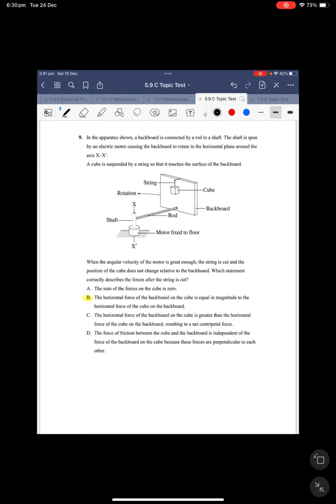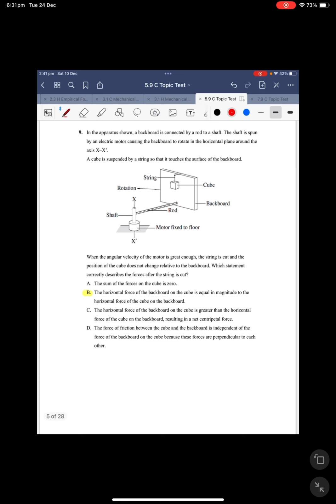Alright, question 9 is another multiple choice where we have to go through all of the responses and pick the best one. Okay, so for this question, let's go through each of the responses. So the first one says the sum of the forces on the cube is 0. That's not going to be true, because after the string is cut, the cube is most likely just going to fall down, or it's going to accelerate in some direction. It's going to move, basically, and so we know the sum of the forces can't be 0, so that's wrong.